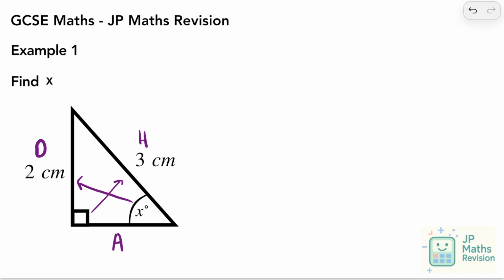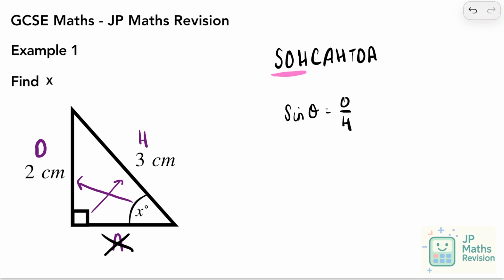So I'm going to continue to do as I normally would with these questions and cross out the side that's not really involved. So in this case, that's the A. We don't need the A and we don't have the A. So I'm left with O and H. So I'm going to continue as I usually would with SOHCAHTOA questions by writing out the acronym SOHCAHTOA. And I'm looking for the one that involves O and H. So O and H is SOH, so I have sine. So SOH stands for sine theta equals opposite over hypotenuse.